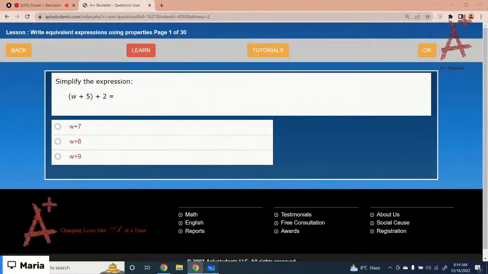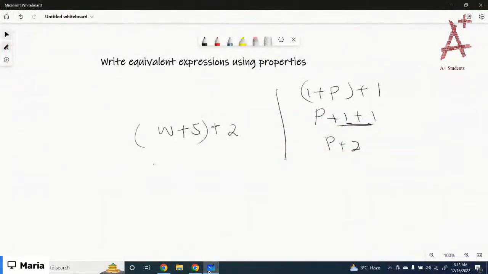Okay, yes, for this one it is w plus 5 plus 2. That is the commutative property we apply. Got it? Then you have to add 5 plus 2, that is the associative property. It would be w plus 5 plus 2. So 5 plus 2 are the like terms, you have to collect them, so it would be w plus 7. Got it, everyone?